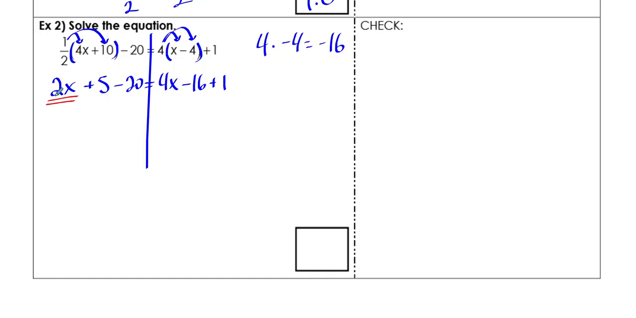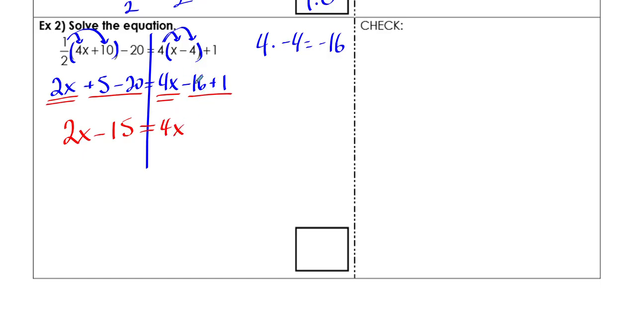This doesn't have any like terms on that side. These two are like terms, so we can put those two together. The 2x doesn't change. 5 minus 20 is negative 15. This one doesn't have another x on that side. These two are like terms because neither one of them is an x.